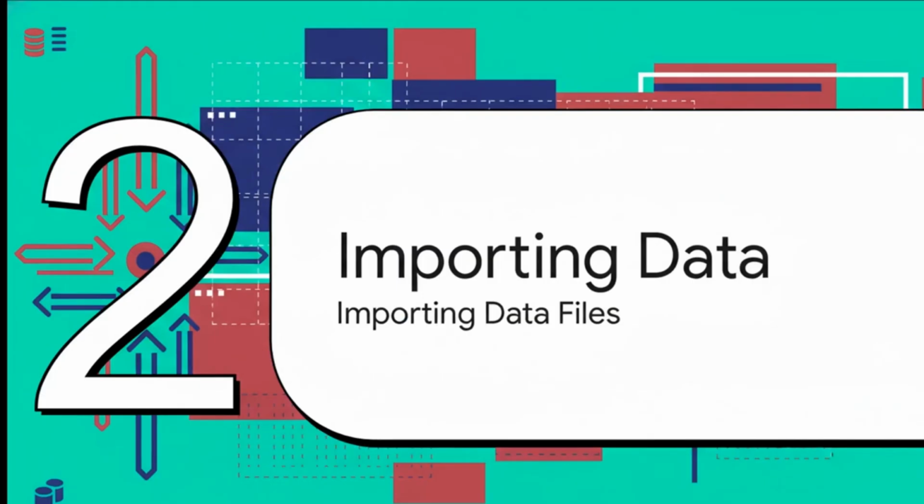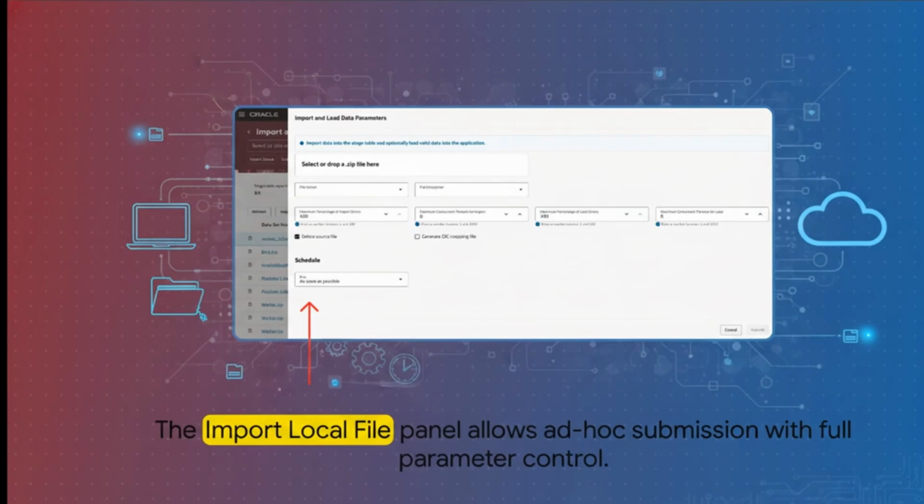All right then, let's now talk about the process of actually getting data into the system. We'll look at how you can import and submit your data files. The first method we'll look at is importing a local file. This is really ideal for those ad hoc submissions, things you're doing directly from your own workstation. As soon as you select your zip file, this panel that you see here will appear, and it gives you complete control over the submission parameters.